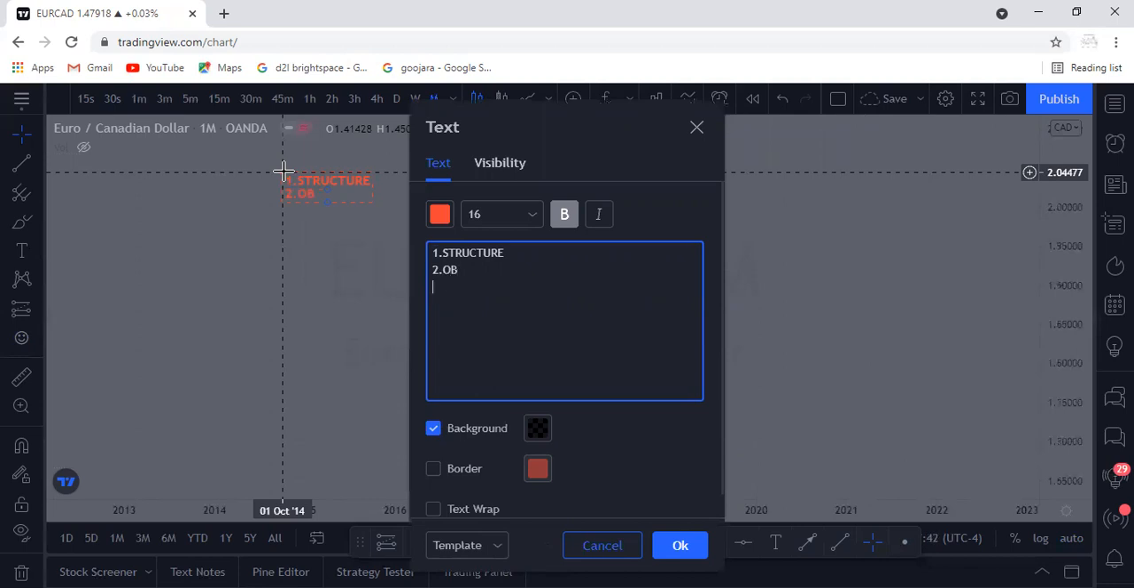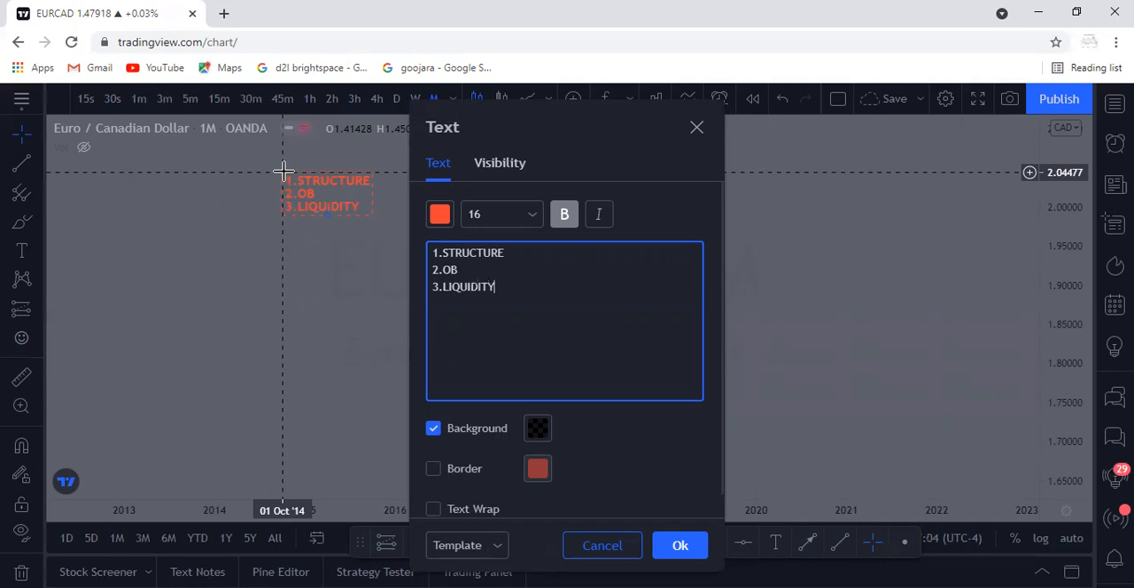Then number three, you need to check where the price has taken the liquidity. You need to check where the price has taken what? The liquidity. Liquidity zones. That's number three.